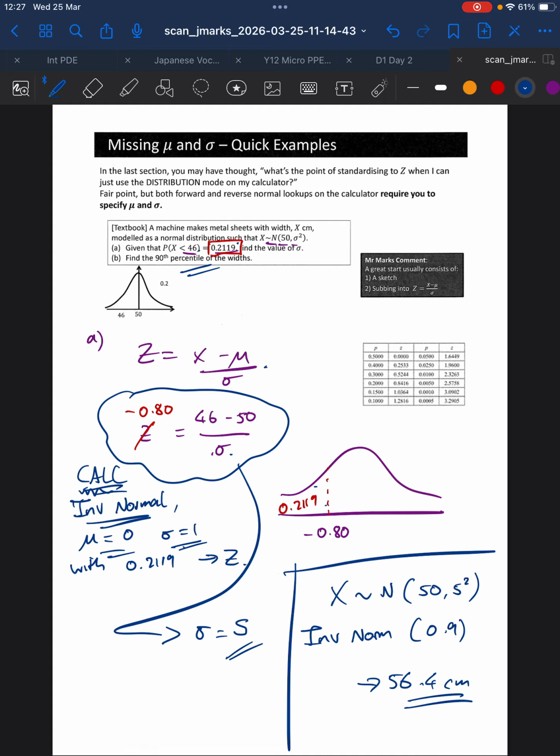Okay, so when you find yourself struggling, and you will, yeah, you've got to go through the steps. If you think the coding's useful, check your table, draw a diagram, and the really clever idea here was that the 0.2119 works for 46, but it also works for a Z value, which we were able to find out.